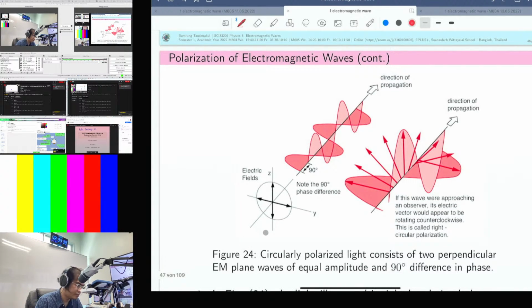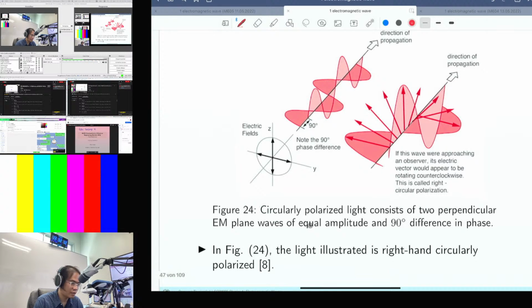We call such type of rotation of the E field circularly polarized light. Okay, and it consists of two perpendicular electromagnetic plane waves with equal amplitude. Once we have equal amplitude, it means the whole picture will be a circle. Okay, because the radius in the horizontal plane is the same as the radius in the vertical plane. Okay, and there is 90 degree phase difference.